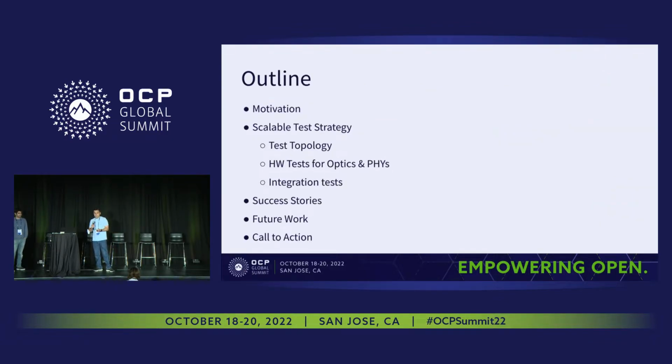Here is the agenda. We go over the motivation of why we did this. We then describe the test strategy in detail, topologies used, what kind of testing strategies we've used. Then we go over some success stories we've achieved, some future work that we've planned, and then finally a call to action.